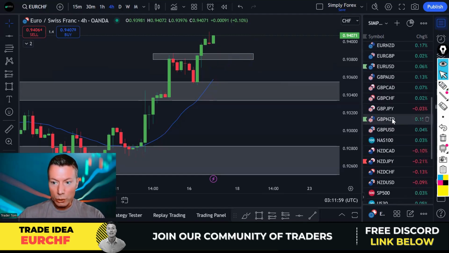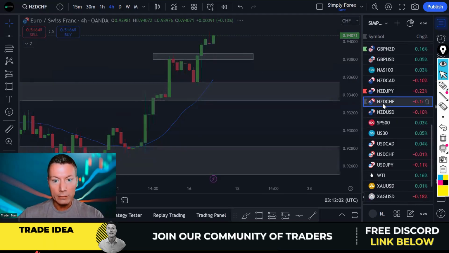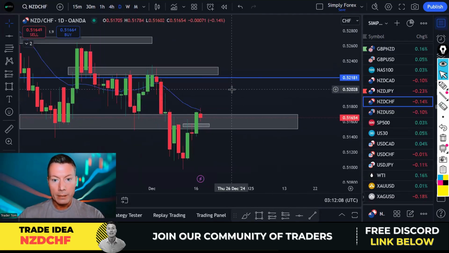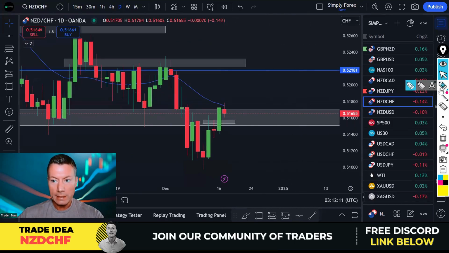And then the last Swiss franc pair I'm looking at is New Zealand dollar Swiss franc. And I probably like this one the best, right? And let's understand why. Because this has literally just had a fresh structure break.